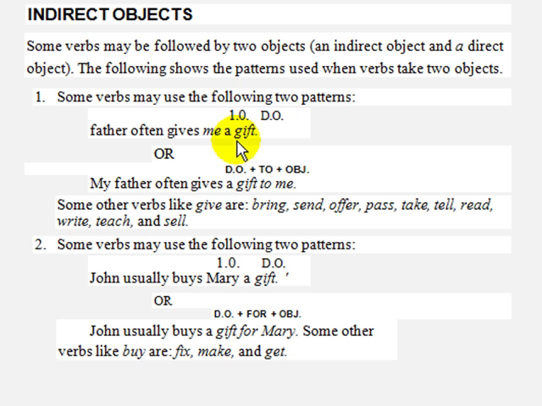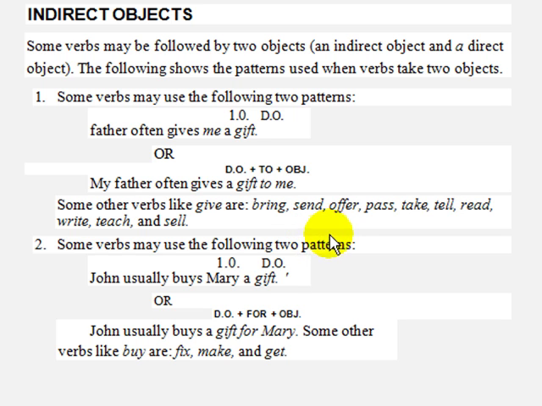Let's take a look at this. "Father often gives me a gift." And the other form that this will take is "My father often gives a gift to me." Now, to indicates direction. So with the word gift, you must use it in this form. Other words that take this form of indirect object are bring, send, offer, pass, take, tell, read, write, teach, and sell.